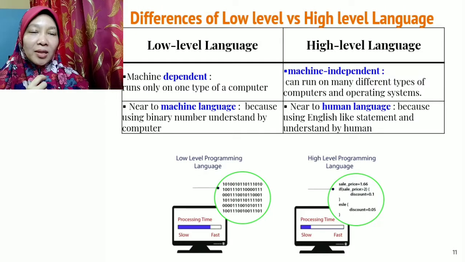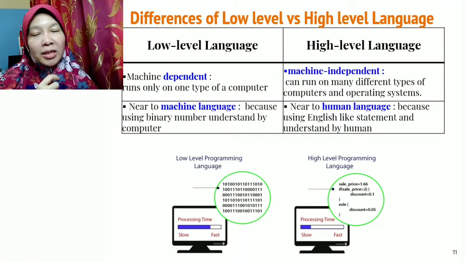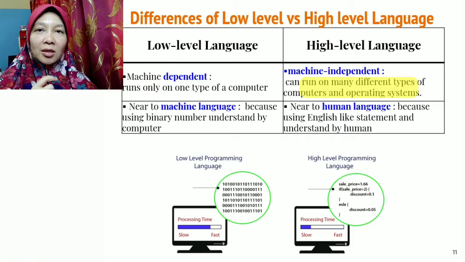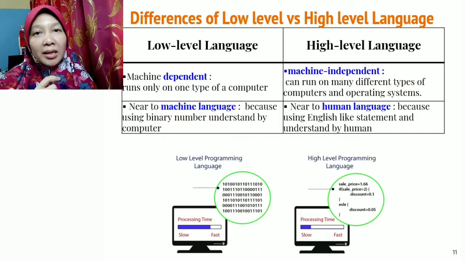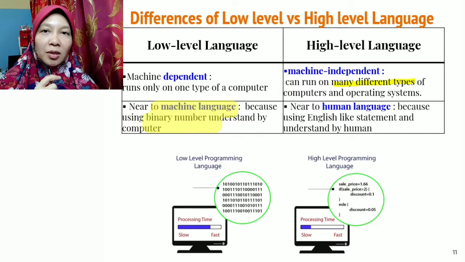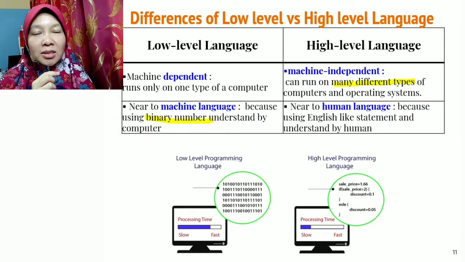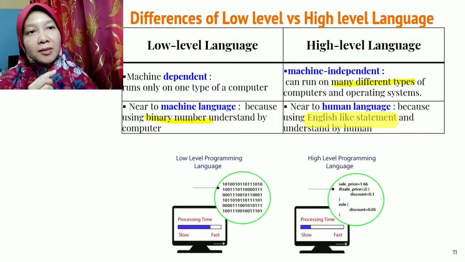Let's compare between low-level language and high-level language. Low-level language is a language that is machine dependent. It can only be written for a specific device. While for high-level language, you can write the language for any type of machine, so it is known as machine independent. Next, low-level language is near to the machine language because the language uses 0101, while high-level language uses English terms, which means it is near to human language.